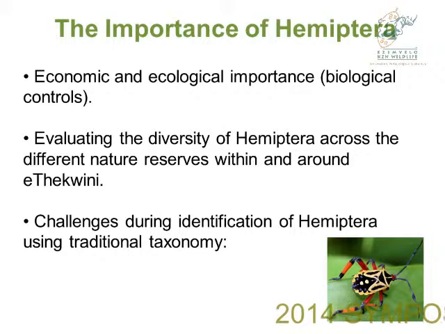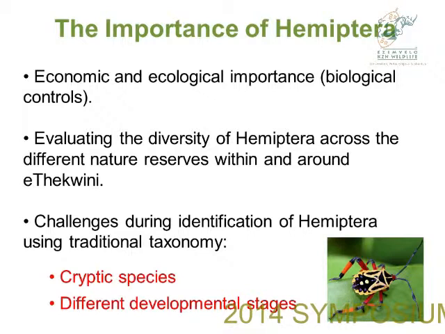So why use DNA barcoding? This is because there are many challenges during the identification of Hemiptera using traditional taxonomy. We don't argue that traditional taxonomy is worse than DNA barcoding; it's a complementary tool to DNA barcoding. But the problem comes in with cryptic species and the different developmental stages, which I'm going to speak about later on. So what is DNA barcoding?